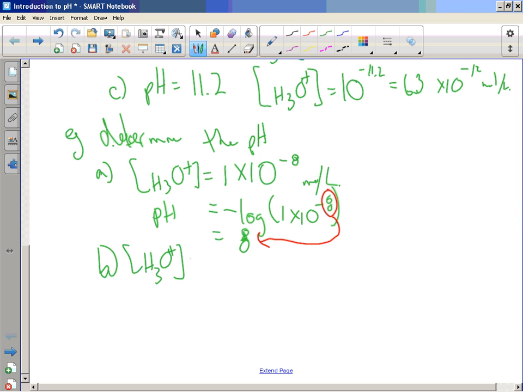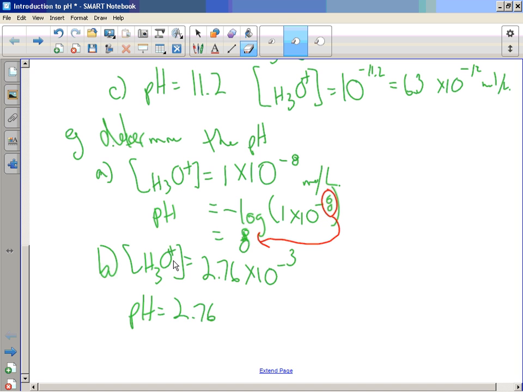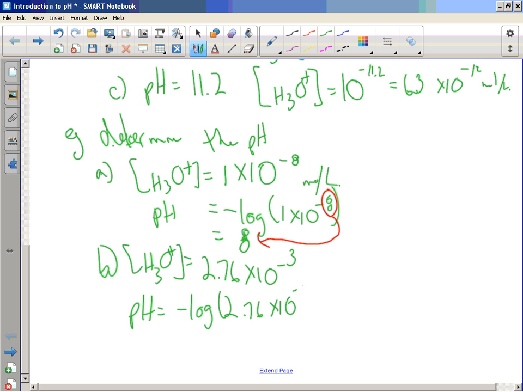H3O plus is, again, I'm just making it up, 2.76 times 10 to the negative 3. So pH is, sorry, it's negative log. Thinking ahead, getting rid of this. Negative log of 2.76 times 10 to the negative 3.